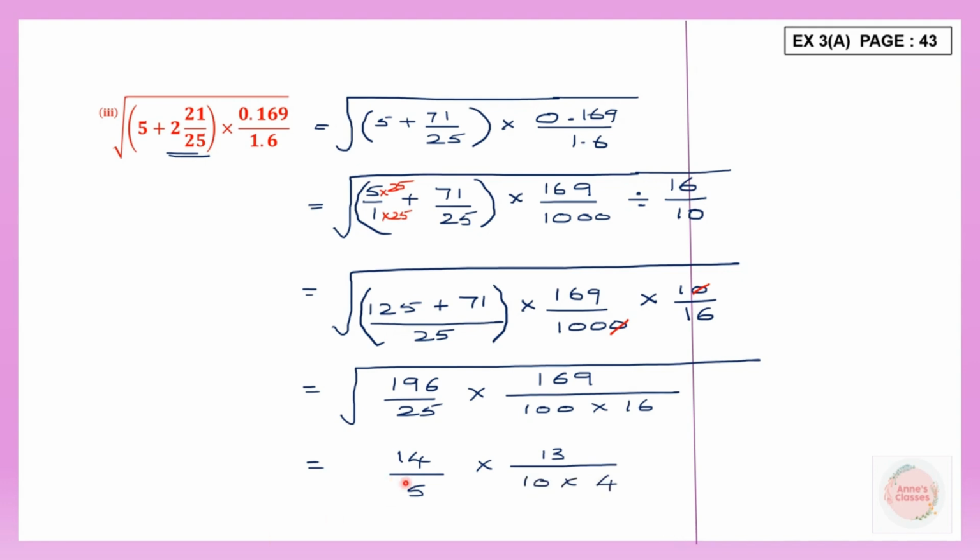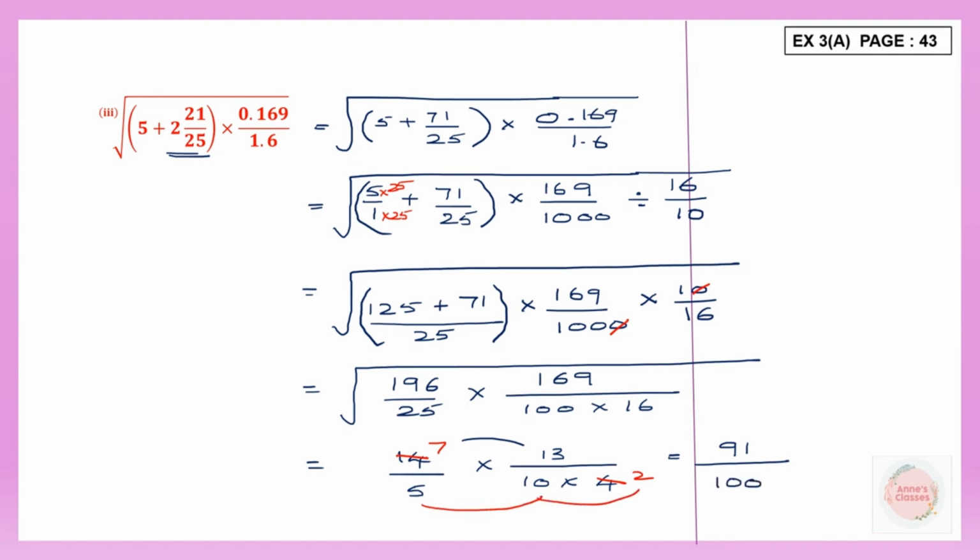So now that we have this, we have multiplication. Let's see if we can cancel anything. I can cancel 4 and 14 both by 2. 2 2s are 4 and 2 7s are 14. So now what do we have? We have to multiply the numerators. 7 into 13 is 91. And here in the denominator, we have 5 into 10 is 50. 50 into 2 is 100.